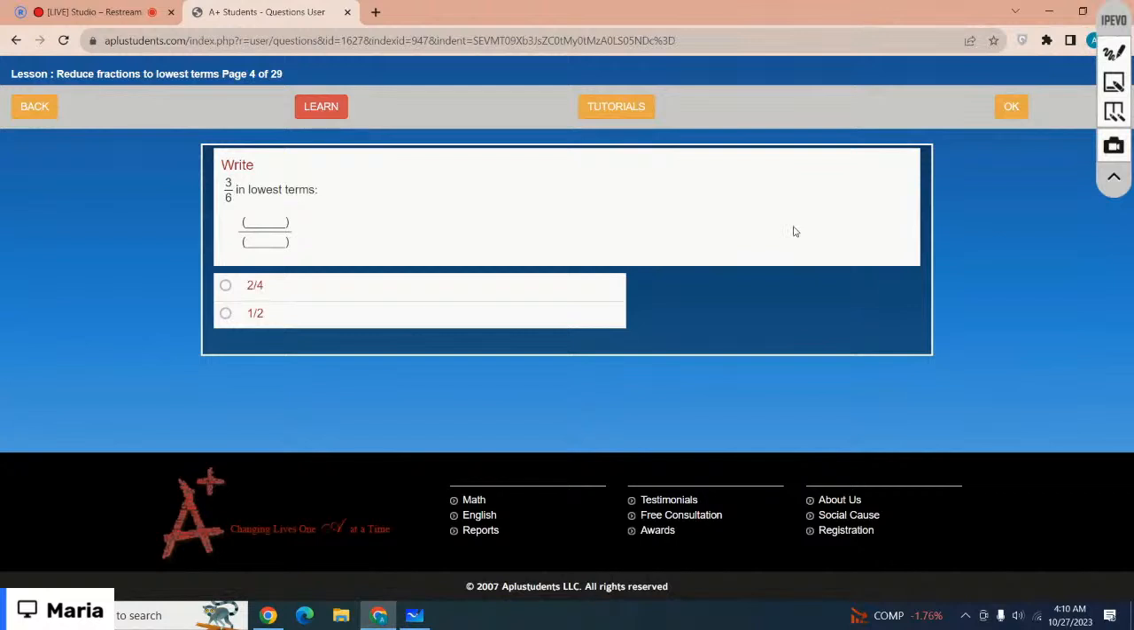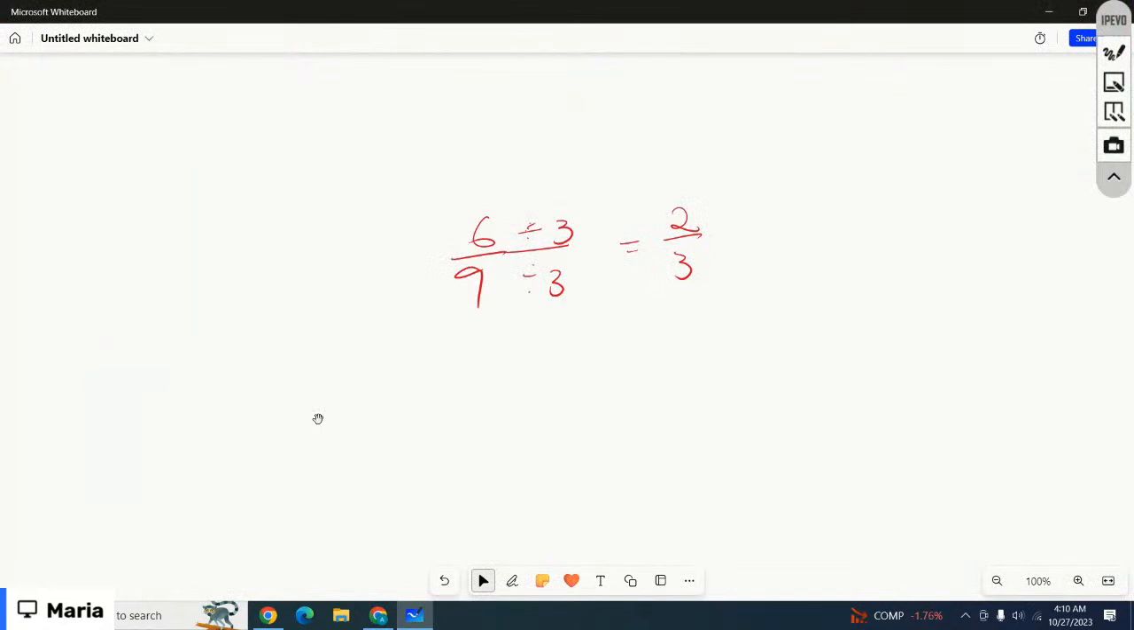Write 3 by 6 in lowest term. Which is the correct option? You have to think of the greatest common factor that can divide 3 over 6 into lowest term. Yes, you can divide them by 3. So it would be 1 over 2. The correct option is 1 over 2.